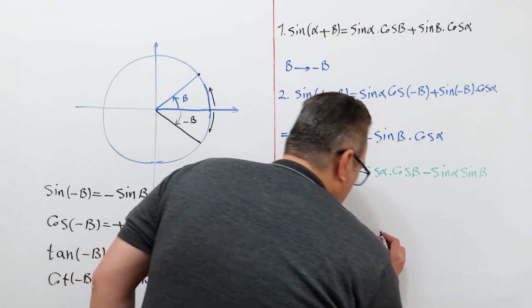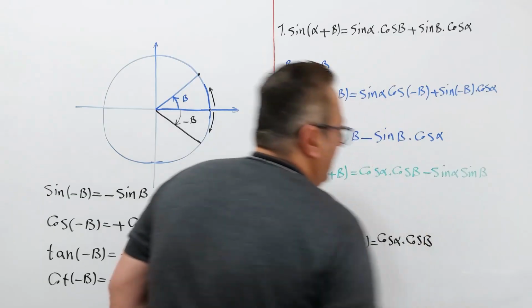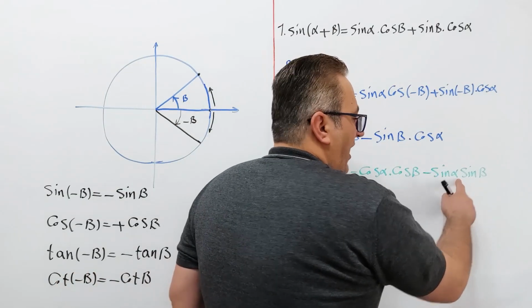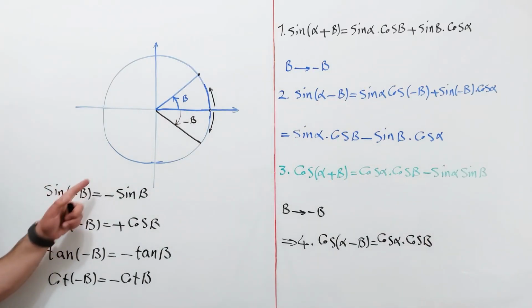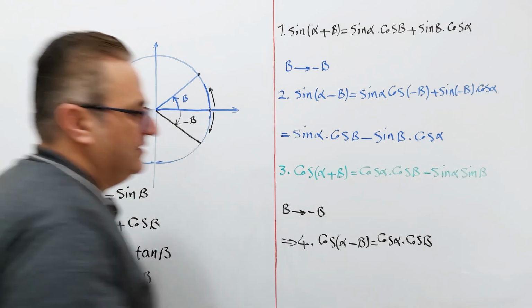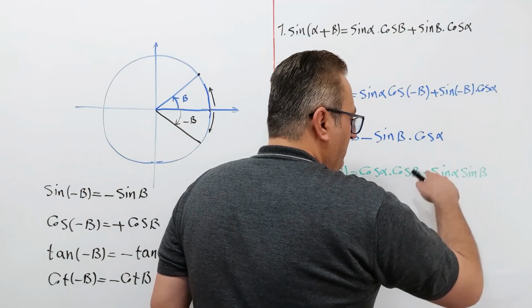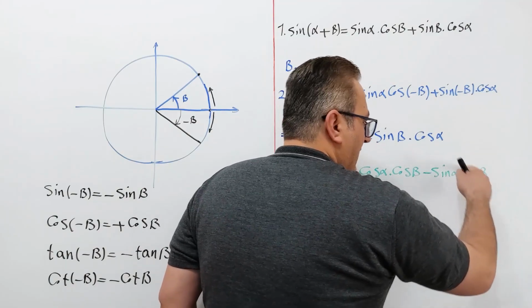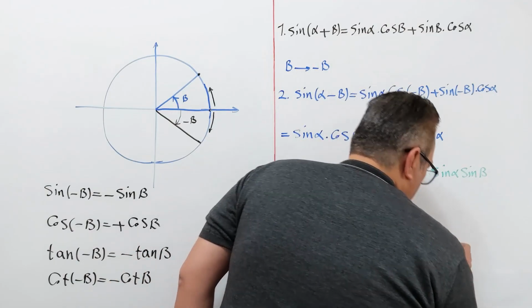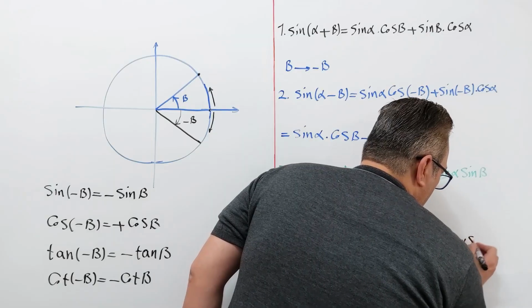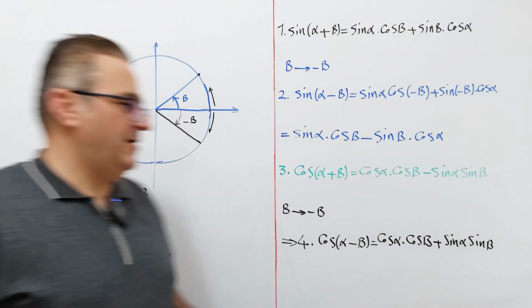So here is cosine alpha times cosine beta and sine alpha times sine minus beta, and we have sine minus beta is equal to minus sine of beta. So here is plus, because minus times minus is equal to positive, and sine of alpha times sine beta. Okay?